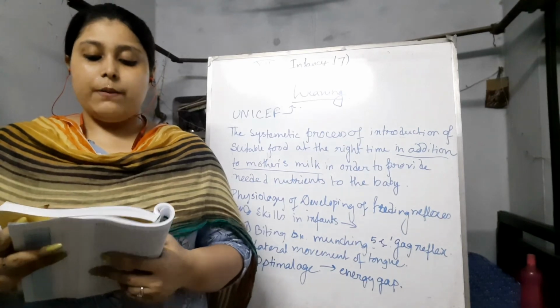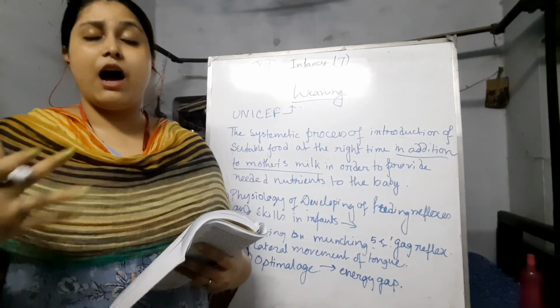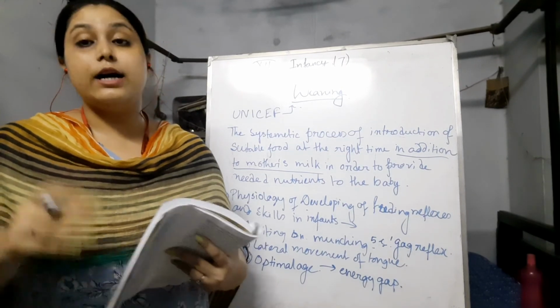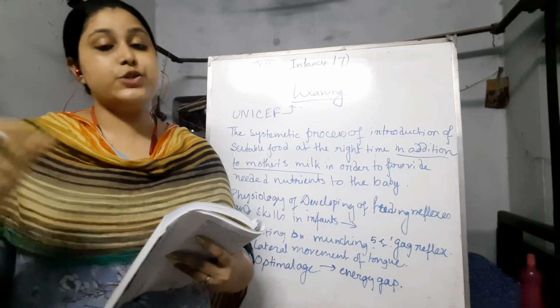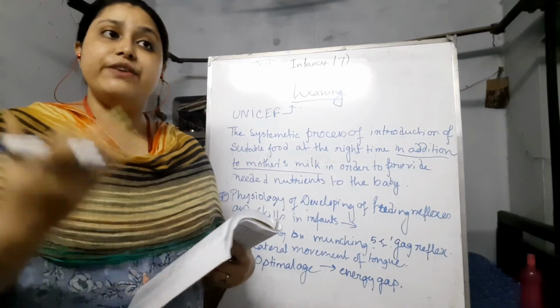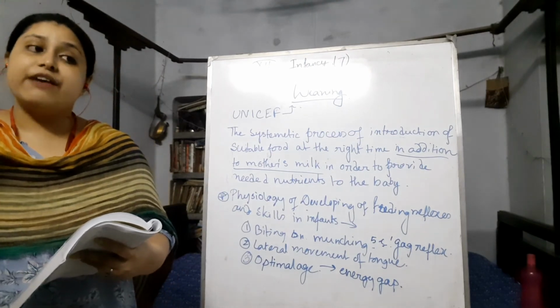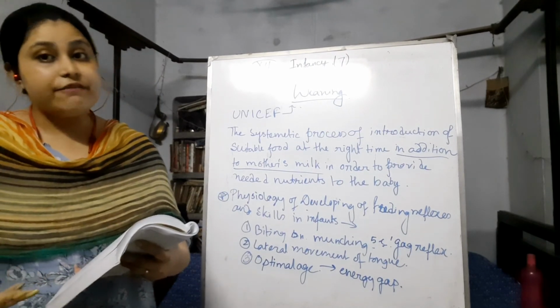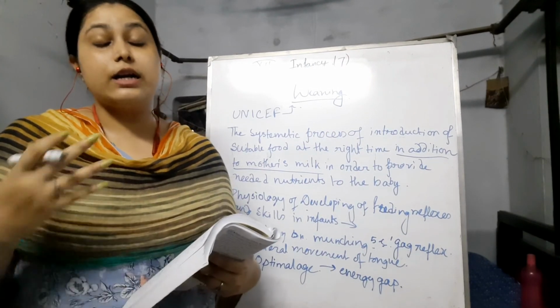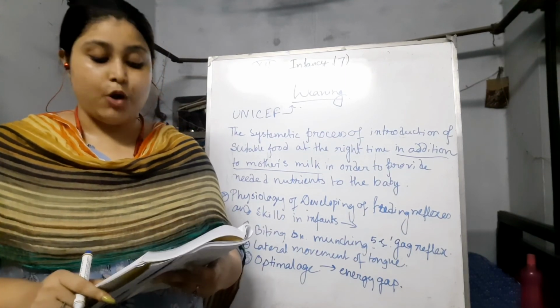In our normal families, this weaning ceremony is called annaprashan, which we give at 6 to 8 months of age. If weaning is delayed, there will be adverse effects, the child will not learn how to eat properly, and obviously energy loss will occur.